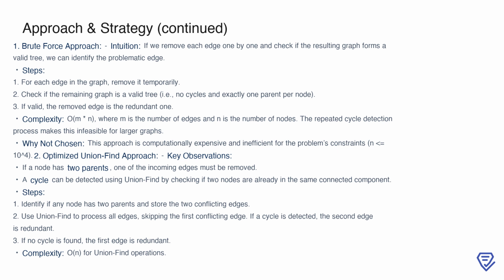Here, we make two key observations. If a node has two parents, one of the incoming edges must be removed. Additionally, we can use union find to detect cycles efficiently by determining if two nodes are already part of the same connected component. This strategy involves first identifying nodes with two parents and storing the conflicting edges. Then, we use union find to process all edges while skipping the first conflicting edge. If a cycle is detected, the second conflicting edge is redundant. Otherwise, the first edge is redundant. This approach has a linear time complexity of O(n), making it a much more efficient solution.